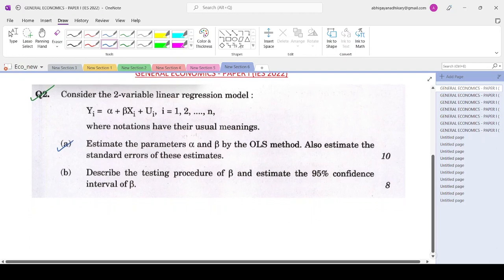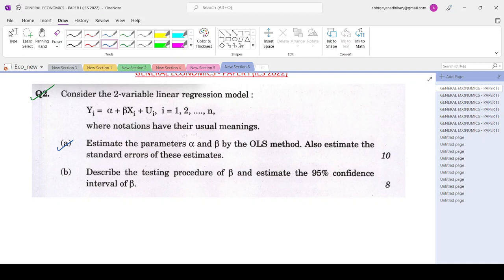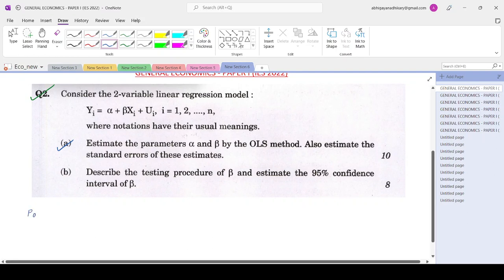So basically you can understand that this is my population regression function, which is actually unknown. We know that there is a relationship between the variables y and x, but the coefficients alpha and beta are unknown. So this is the population regression function: yi equals alpha plus beta xi plus ui.